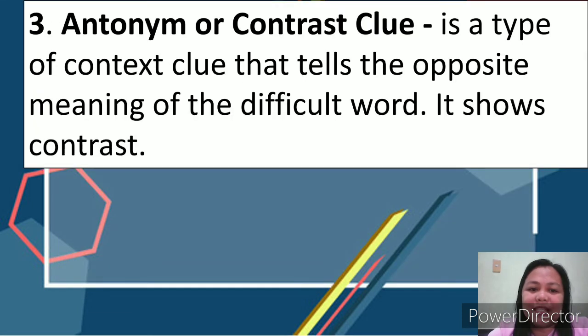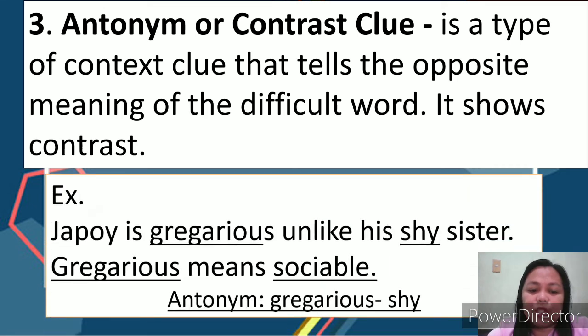Number three is antonym or contrast clue. It is a type of context clue that tells the opposite meaning of the difficult word. It shows contrast. Kabaliktaran in Tagalog. For example, pretty, ugly. So that is an example of antonym. Okay, J-Poy is gregarious, unlike his shy sister.